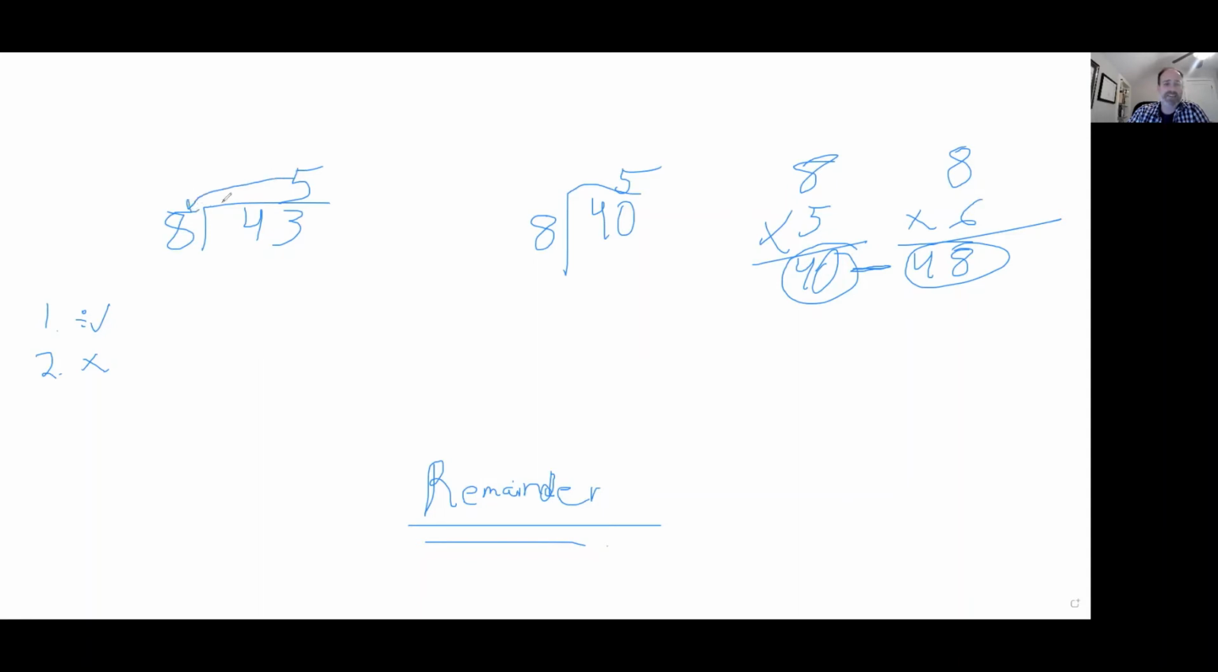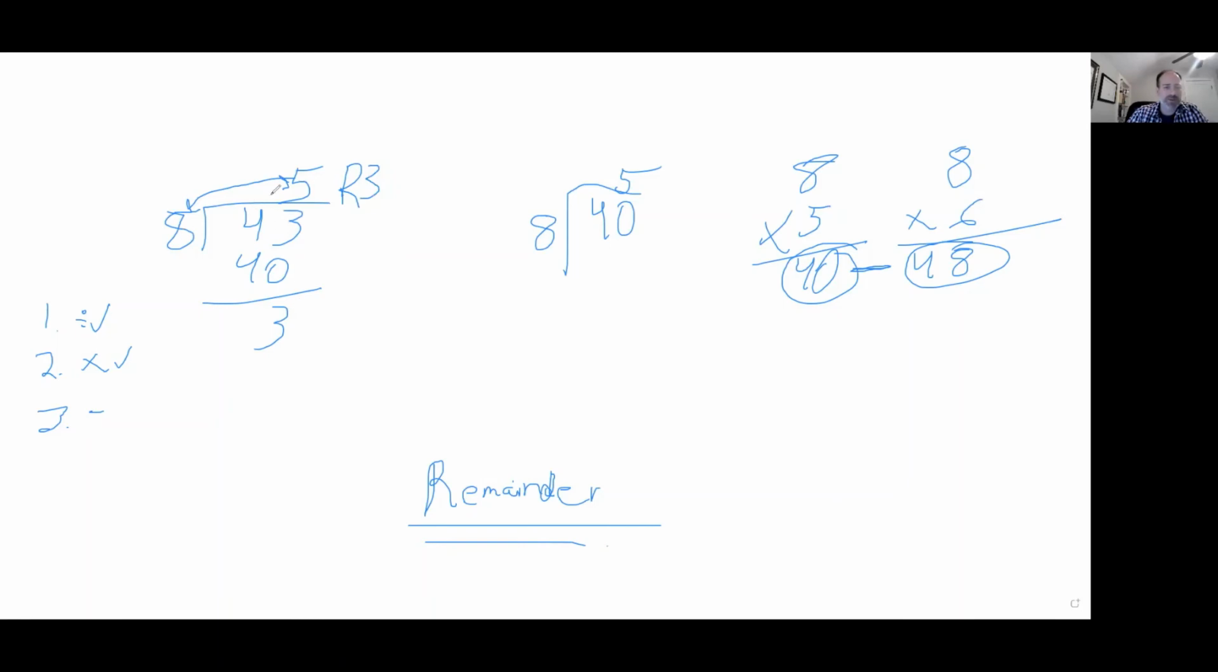5 times 8 is 40. There we go. We've got a 40. We've done the multiplication part. Now we need to subtract. So let's subtract. 43 minus 40 is 3. Now, typically, we don't want a number here. If we have 0 at the bottom here, it means it divided perfectly. But because it didn't divide perfectly, we have a remainder or a number left over here. And so therefore, we're going to put that number up here with an R. R stands for remainder of 3.